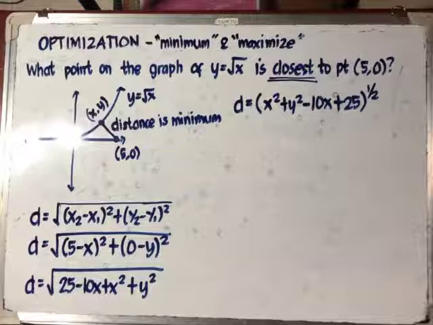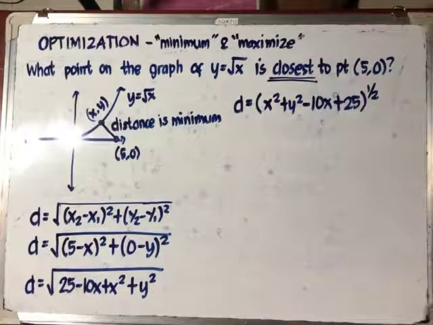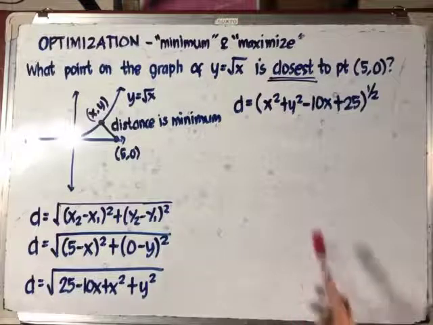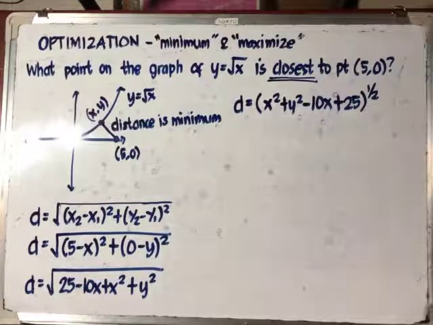But that is for step 1, right? To identify the equation to be optimized, or to be minimized in this case. That's the distance equation, and this is how it will look. Step 2 is to express it in a single variable only. We can see here we have x and we still have y squared. So where will the relationship come from? Where are we going to find another relationship?